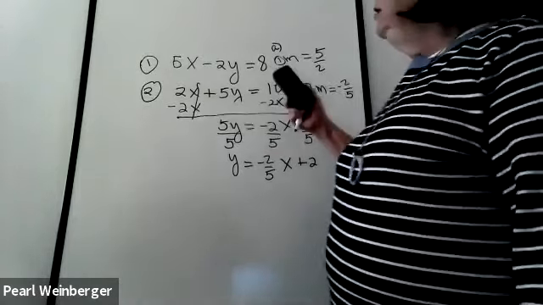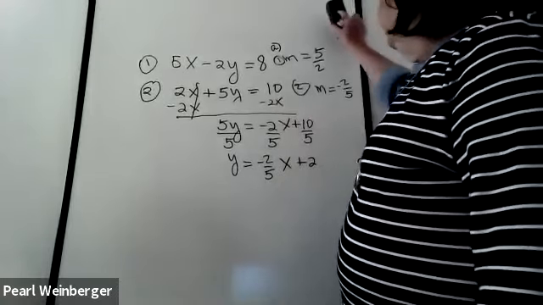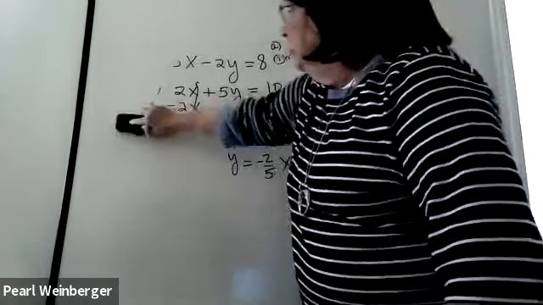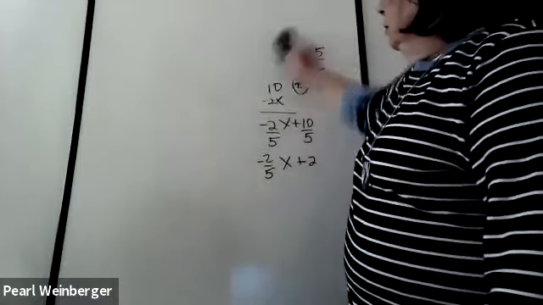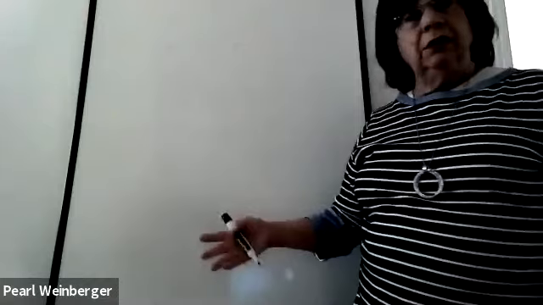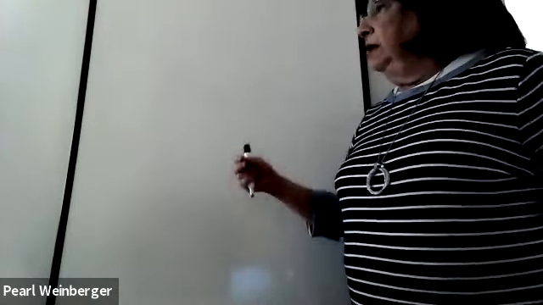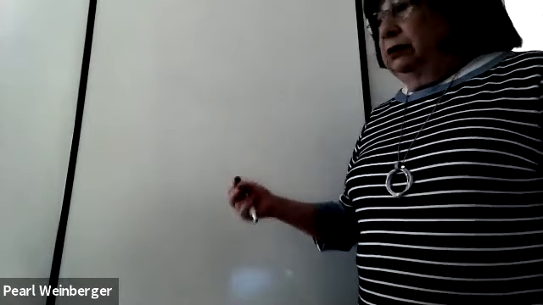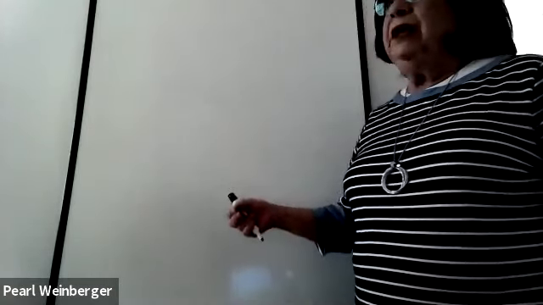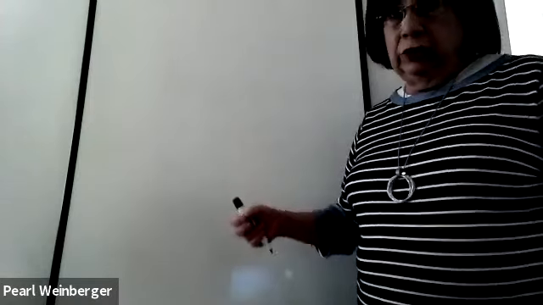Okay, so let's go on to the next step. We are now at the point where we can take a description of a line, either telling some points on the line or telling something about the line, and from that description, we should be able to write the equation of the line.